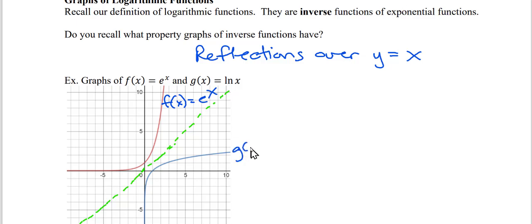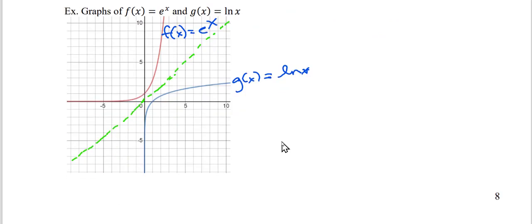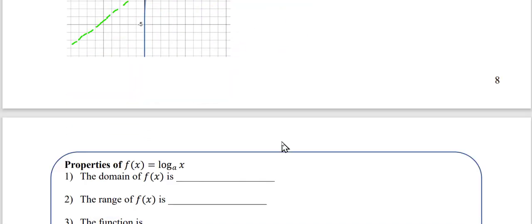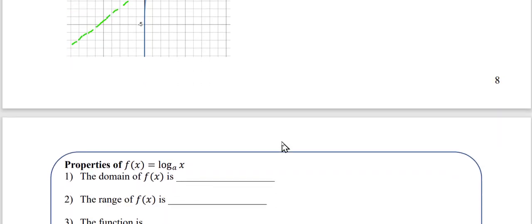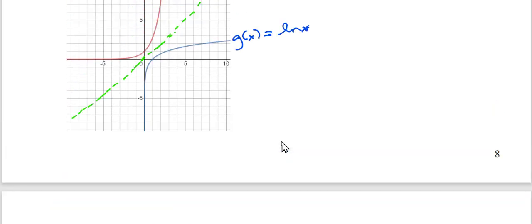So g of x equals the natural log of x is the inverse of e to the x. Same base, remember, natural log of x is base e. Okay, so that's a little bit about graphs of logs. Let's talk about the properties of those graphs and the function itself.